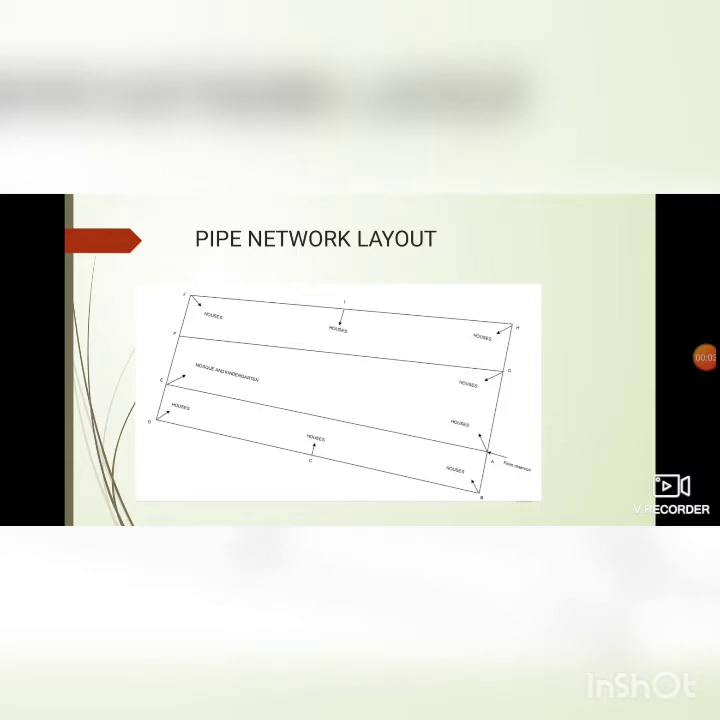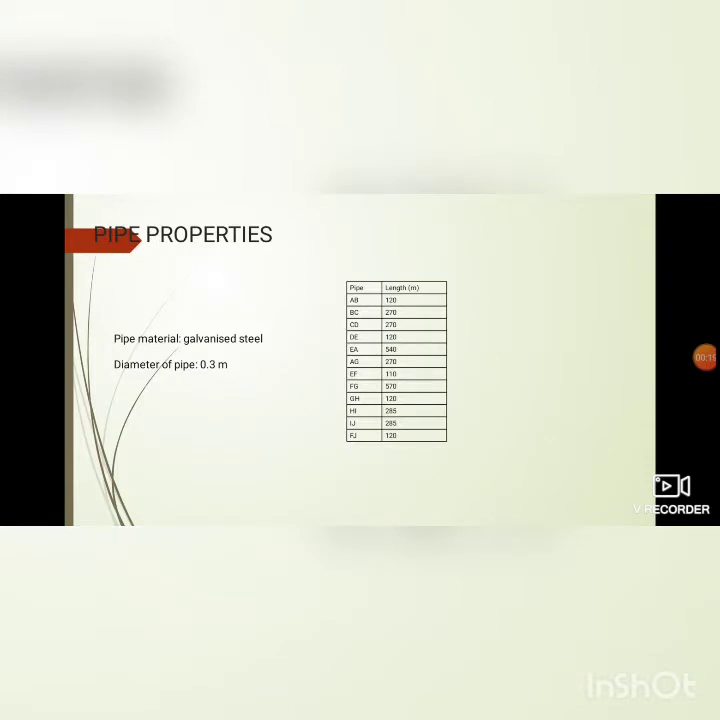The first step for water reticulation design is the pipe network layout. For this project, it consists of 3 loops and 9 nodes. Next is to determine the pipe properties. The pipe material used is galvanized steel and the diameter of the pipe is 0.3 meter. And the length of the pipe has also been determined.